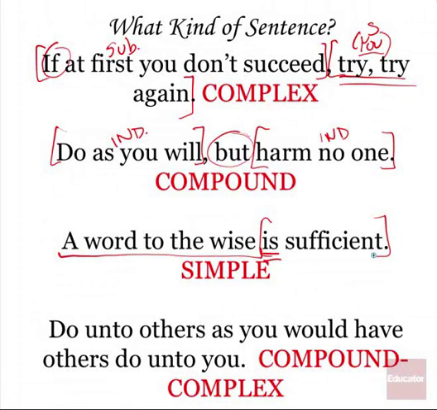And finally, do unto others as you would have others do unto you. Well, do unto others is an independent clause. And as you would have others do unto you is subordinate. And an independent clause there as well makes this a compound, complex sentence.